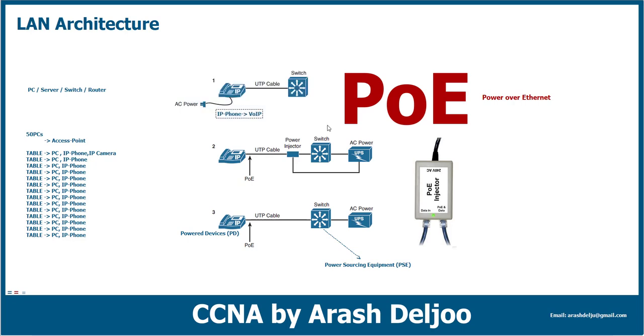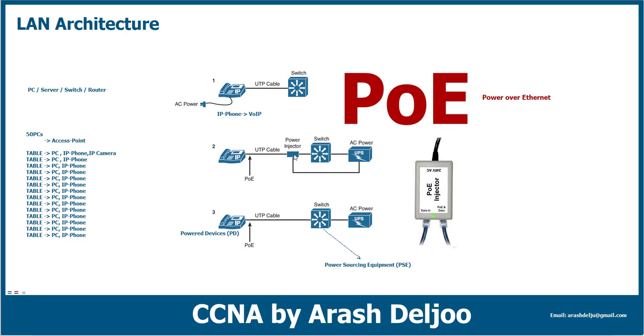We have one solution. This is the intermediate solution. This is not a final solution, but if you want, you can use it. Look at here. You know that we are connecting the IP phone directly to the switch. We have some devices. We call them power over Ethernet injector, or PoE injector. Here you can see one PoE injector.